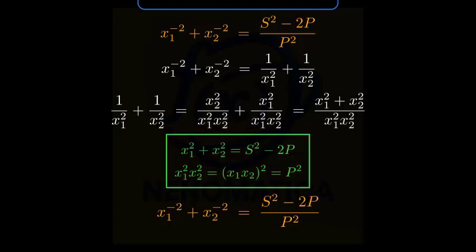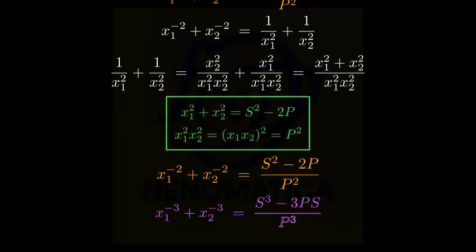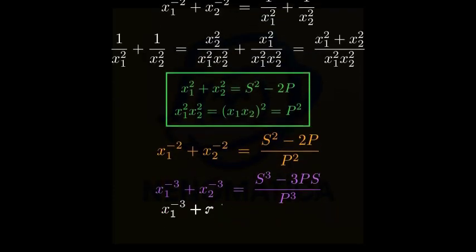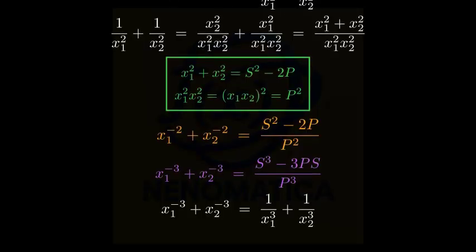Now, for our second goal, we will evaluate x sub 1 to the power negative 3 plus x sub 2 to the power negative 3. We will show this equals S cubed minus 3PS all over P cubed. Step 1. Again, replace negative powers by reciprocals. That is 1 over x sub 1 cubed plus 1 over x sub 2 cubed. Step 2.